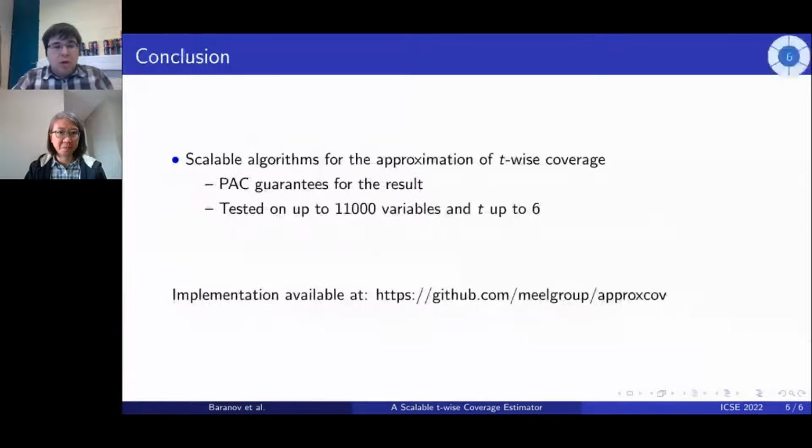So takeaway, we propose 2 algorithms that can be used to estimate the T-wise coverage. They're scalable. We tried them out on large benchmarks up to 11,000 features and T up to 6. We have the guarantees about the approximation of the result, and the implementation is available at GitHub, and also the artifact is reusable, and thank you very much.